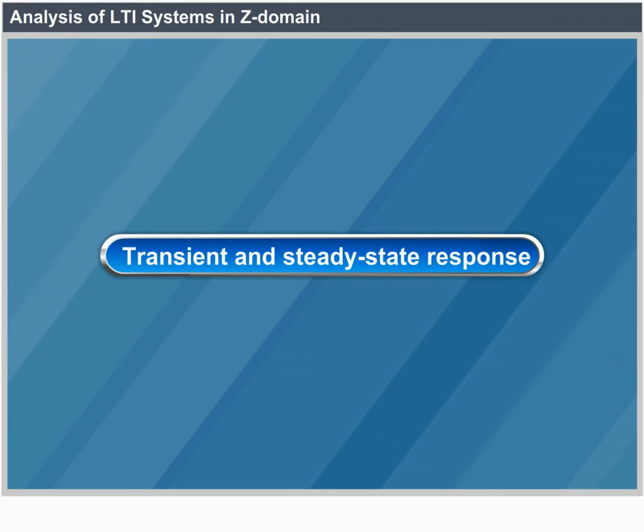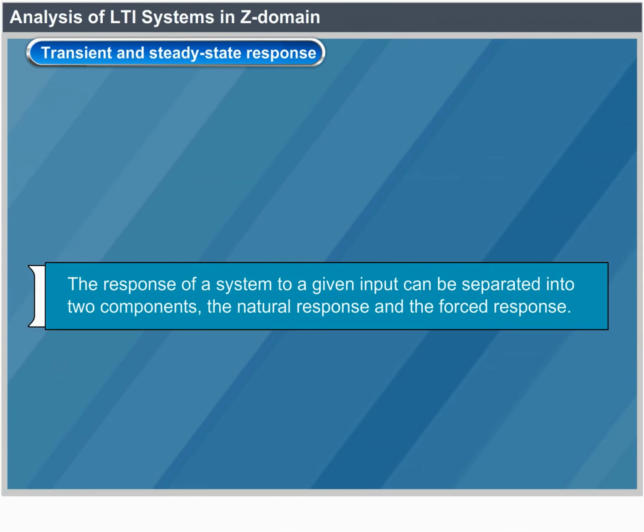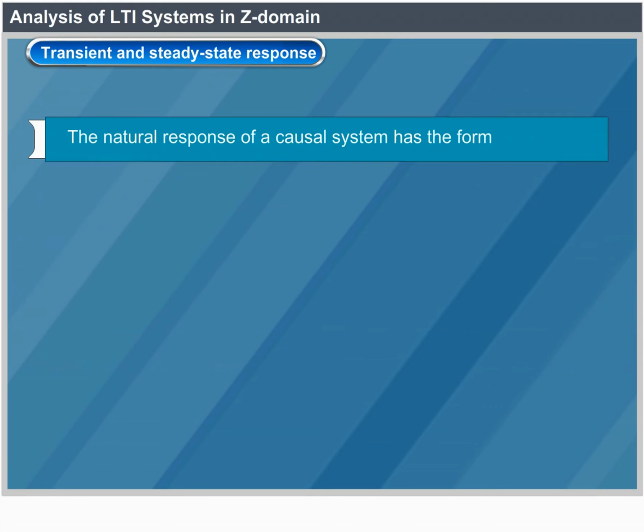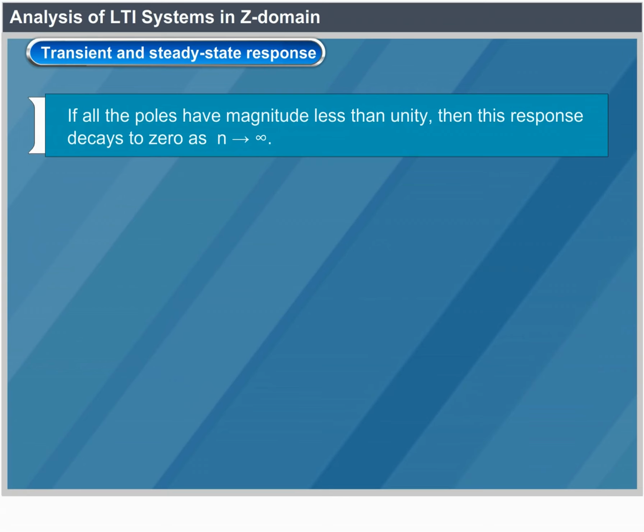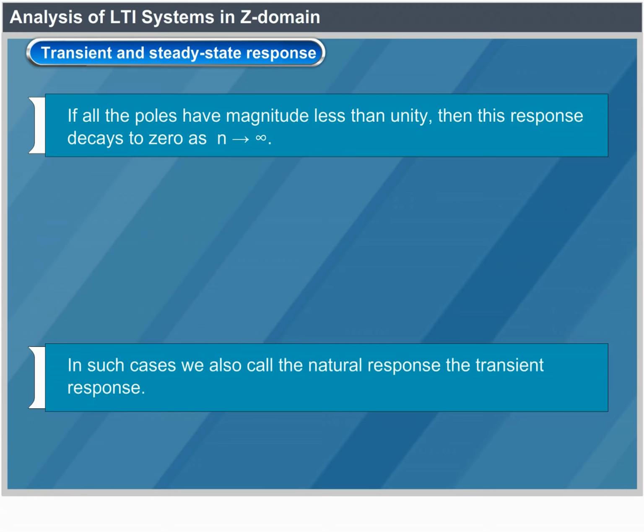Transient and steady state response. The response of a system to a given input can be separated into two components: the natural response and the forced response. The natural response of a causal system has the form y_nr(n) = summation k = 1 to N of a_k p_k^n u(n). If all the poles have magnitude less than unity, then this response decays to 0 as n tends to infinity. In such cases, we also call the natural response the transient response.